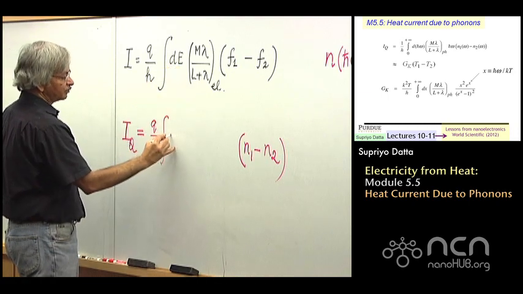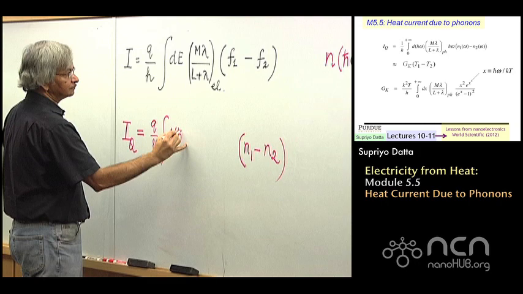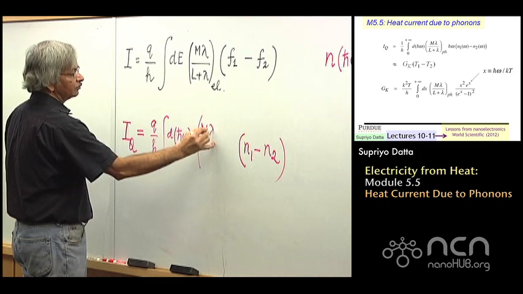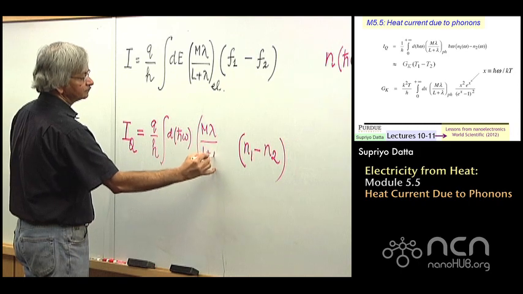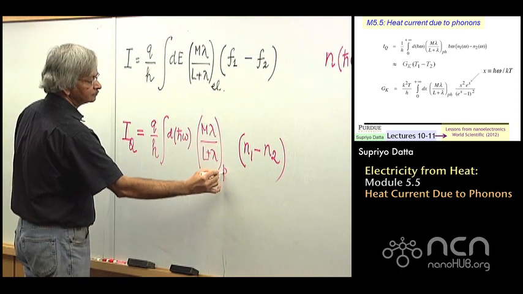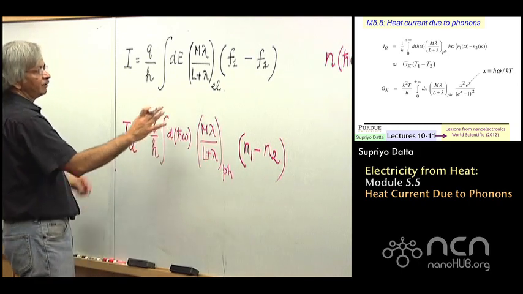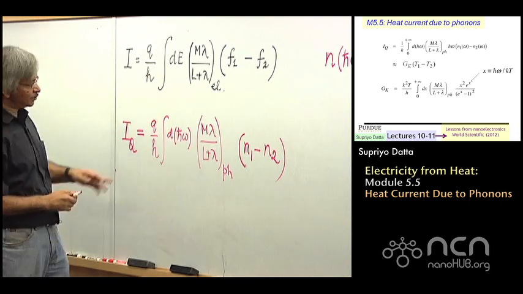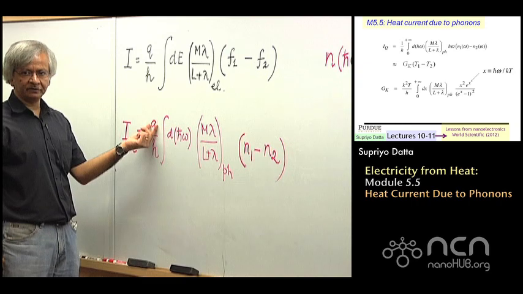Instead of energy, we could write d(h bar omega). And then we could have M lambda over L plus lambda for phonons. So this is what would happen if I just translated it. But that, of course, doesn't quite make sense, because you see there shouldn't be a Q here.